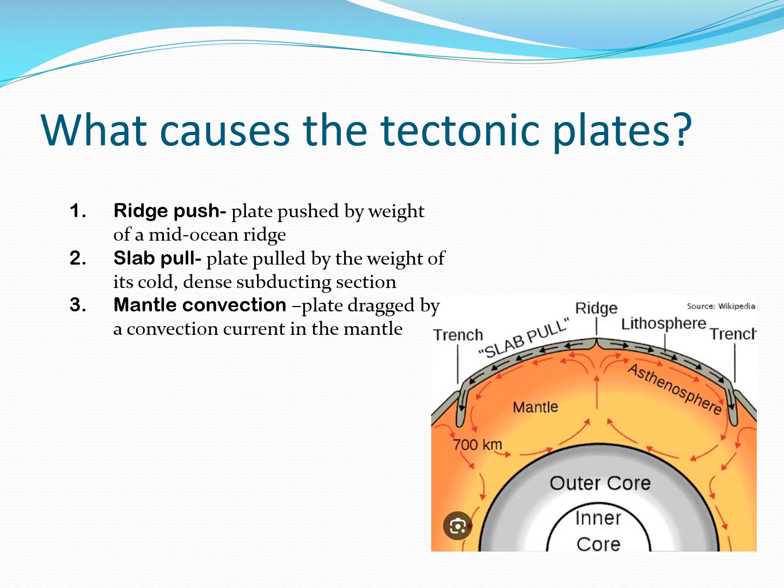What causes the tectonic plates? What drives the tectonic plates? We have three factors that cause the tectonic plates to move, whereby we have the ridge push. The ridge push is the plate pushed by the weight of a mid-ocean ridge. Secondly, we have the slab pull, the plate pulled by the weight of its cold, dense subducting section. Then thirdly, we have mantle convection, the plate dragged by a convection current in the mantle.